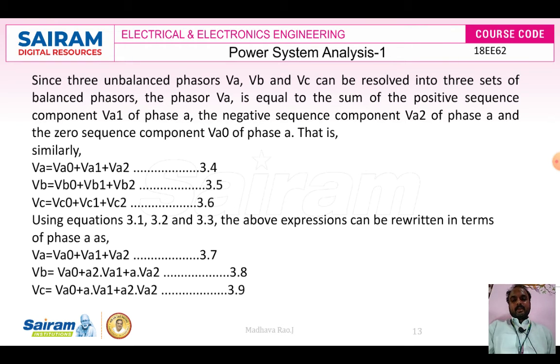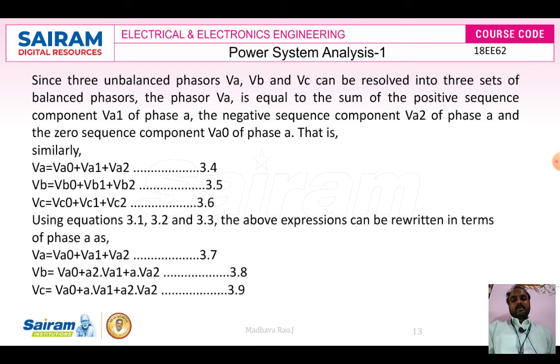So we will write symmetrical components. Here the unbalanced phasors VA, VB, VC can be resolved into three sets of balanced phasors. The phasor VA is equal to the sum of the positive sequence component VA1 of phase A, the negative sequence component VA2 of phase A, and the zero sequence component VA0. So here we are writing phase voltages in terms of symmetrical components. That is our concept here: VA is equal to VA0 plus VA1 plus VA2. Similarly VB, VC.